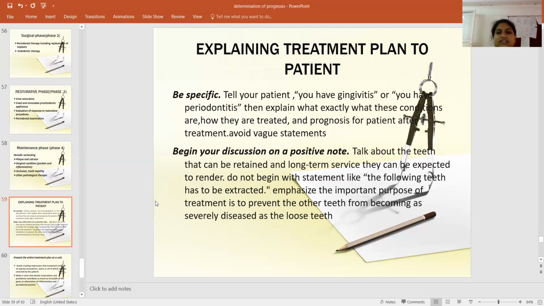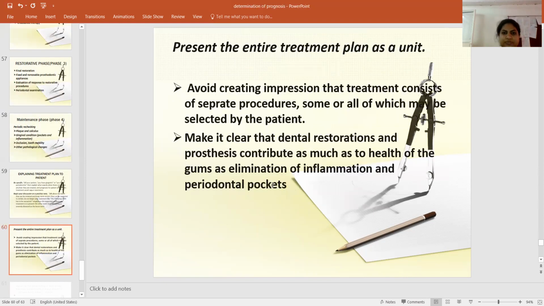Like if the patient has, there can be some poor prognosis for some tooth also, like one or two, but there will be a good prognosis for the overall mouth. So explain with the positive note. You should talk about the teeth that can be retained and the long-term service they can be expected to render. Do not begin with a statement like the following teeth have to be extracted. Emphasize the important purpose of the treatment is to prevent the other teeth from becoming severely diseased loose teeth.